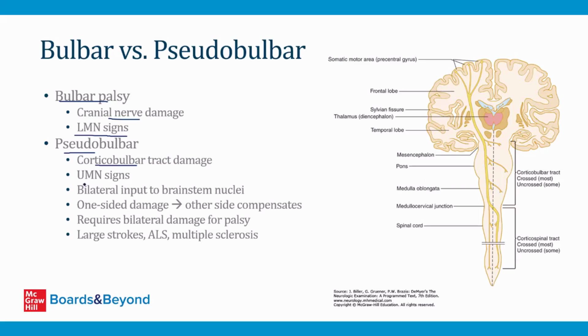In a pseudobulbar palsy, there will be upper motor neuron signs of those muscles on the last slide. However, there's a special caveat. Most brainstem nuclei have bilateral input, meaning that they get input from the left and right corticobulbar tracts. This means if you have an upper motor neuron lesion of the pseudobulbar tract, in other words, one side of damage, the other side will compensate. So in order to get a pseudobulbar palsy, an upper motor neuron palsy of the cranial nerves, you need to have bilateral damage. Usually this only happens in patients who've had very large strokes or they have some type of systemic disorder like ALS or multiple sclerosis.